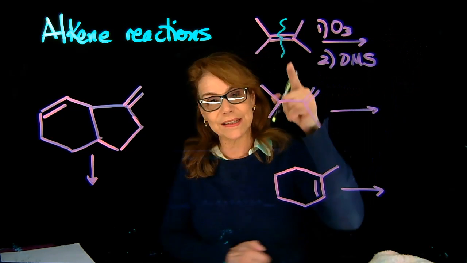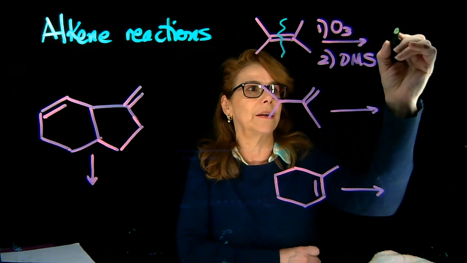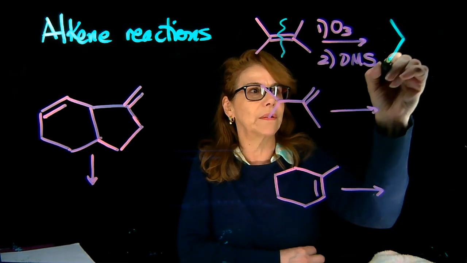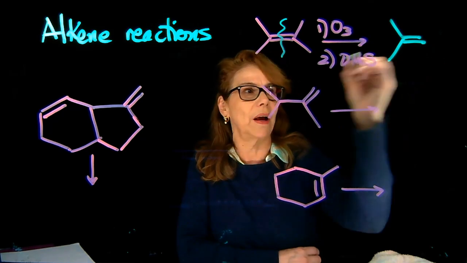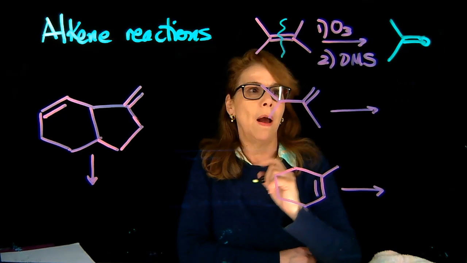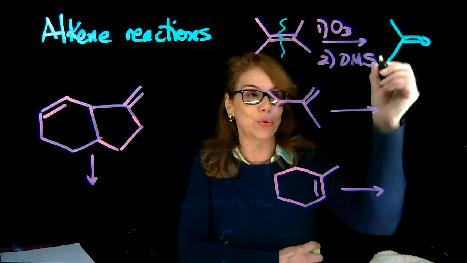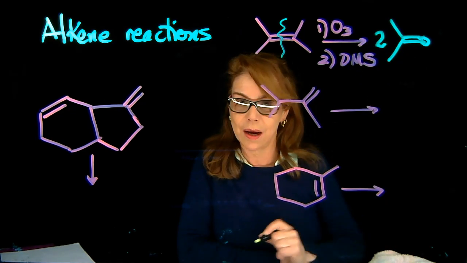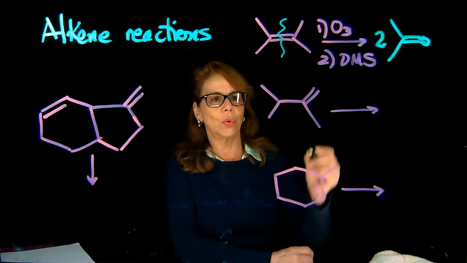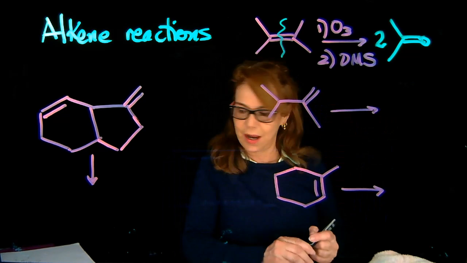But notice this is a symmetrical alkene. So when you insert that oxygen on this side, you're going to form this ketone. But the other side is identical, so you are forming two moles of the same product. So let's do the molecule below.